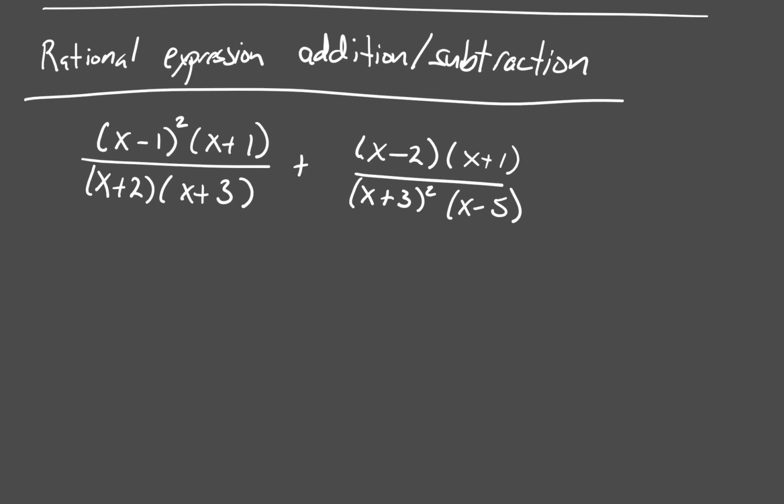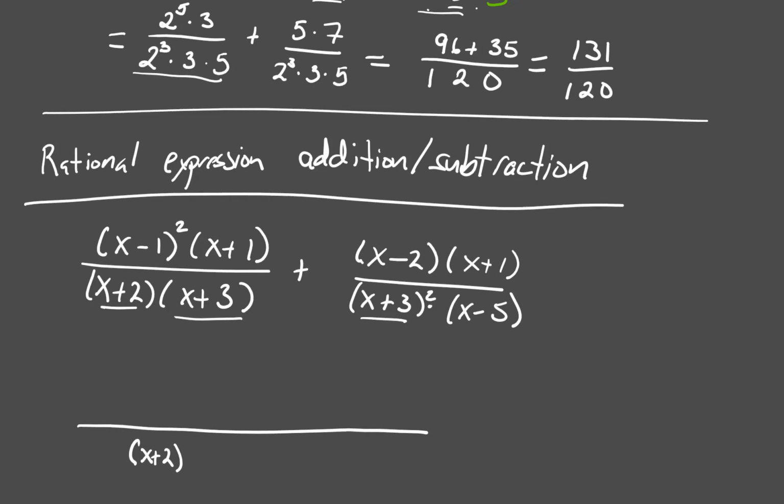But what I have to do is find a common denominator. And so which factors do I have? Let's just write down the common denominator first. I need an x plus 2 in the denominator because there's an x plus 2 there. There's no x plus 2's over here, but that's okay. This is going to go in the denominator. I'm going to need an x plus 3. I actually need 2 x plus 3's, right? I have one here, but I need 2 of them there.